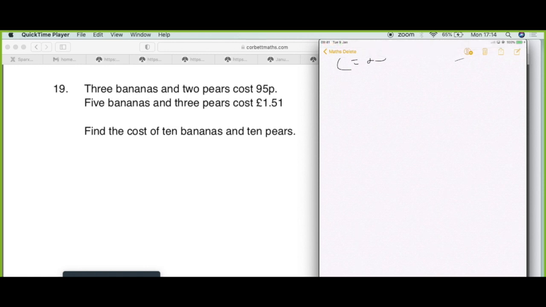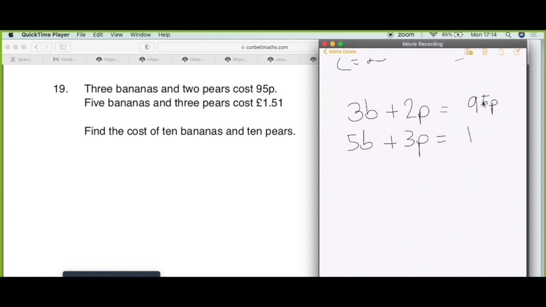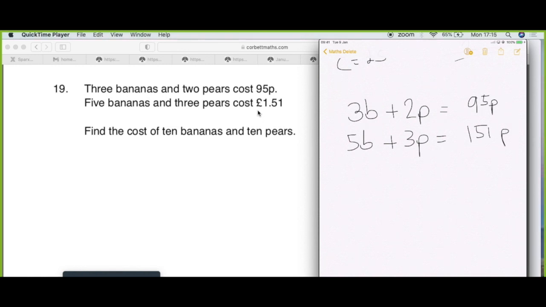So 3 bananas, we're going to write the equation, so that's 3b plus 2p, 3 bananas plus 2 pears, and that equals 95 pence, 95p. And the next one, 5 bananas, 5b, plus 3 pears, 3p. And that equals, because the first amount is in pence and the second amount is in pounds, I'm going to change that and write it as pennies as well. So that's 151 pence, right?